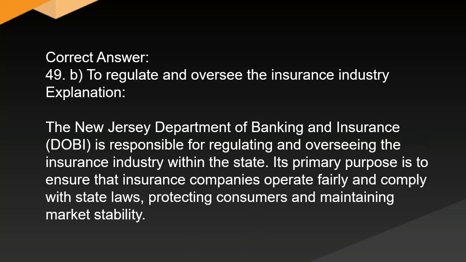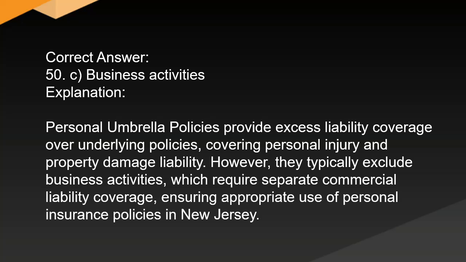Correct answer: B. To regulate and oversee the insurance industry. Explanation: The New Jersey Department of Banking and Insurance, DOBI, is responsible for regulating and overseeing the insurance industry within the state. Its primary purpose is to ensure that insurance companies operate fairly and comply with state laws, protecting consumers and maintaining market stability.